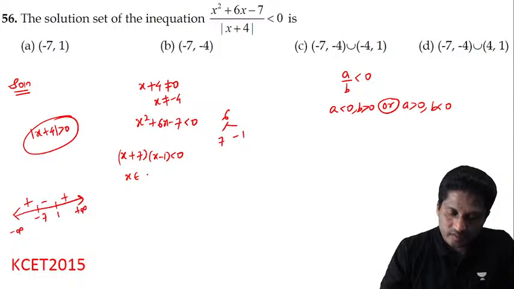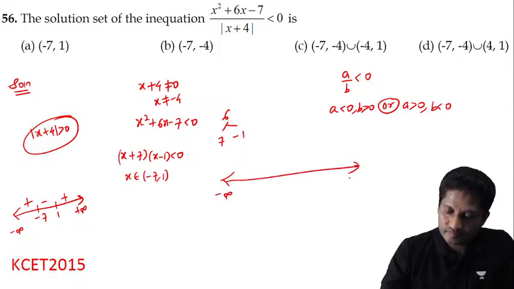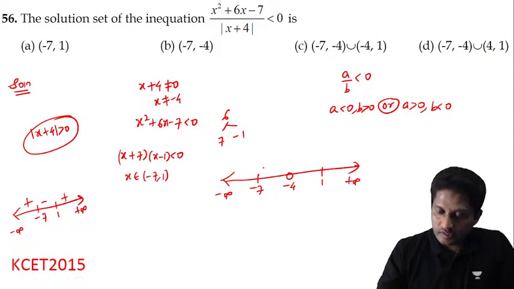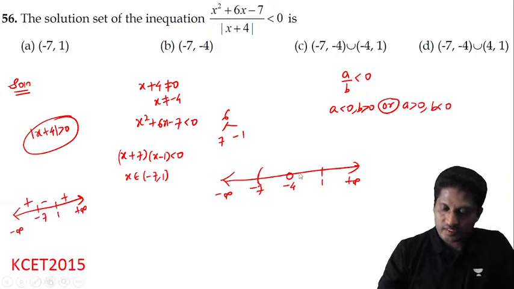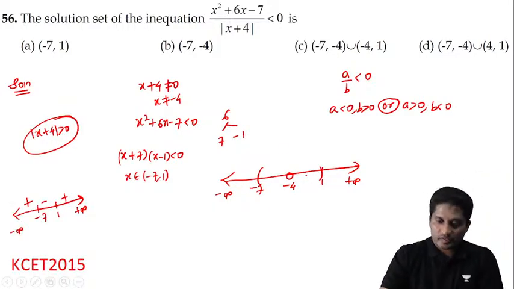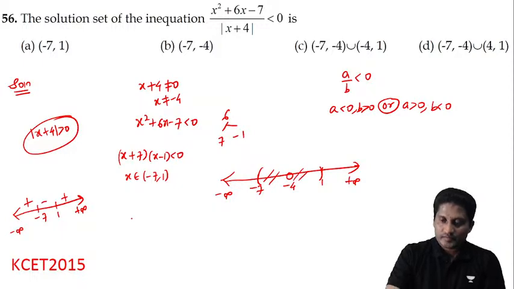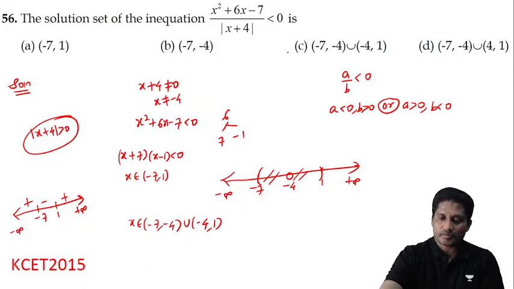X belongs to open interval, minus 7 comma 1. Okay, now this is minus infinity to plus infinity. Minus 7 and 1 fit in, obviously you will get minus 4, it cannot be minus 4. That's why open circle. This is minus 7 to 1. Then it cannot be minus 4. This interval only. X belongs to open interval, minus 7 comma minus 4, union with minus 4 to 1. Okay, answer is option.